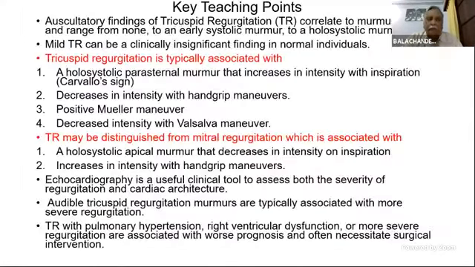Next slide. So coming to the key teaching points, what are they? That is, auscultatory findings of TR correlate with the murmur grade, and mild TR can be clinically insignificant. TR has got a Carvallo sign. It decreases in intensity with hand grip, and it can be confused with MR murmur. And of course, echocardiography is the most important one. And the differential diagnosis of pulmonary arterial hypertension with TR has to be entertained. Next slide.